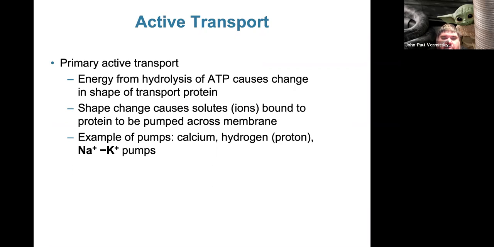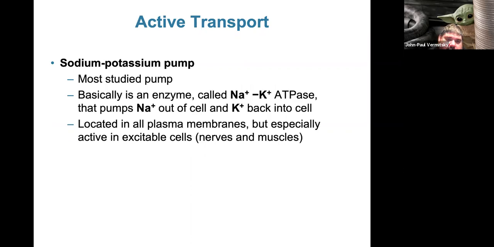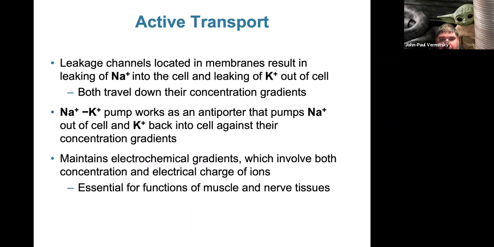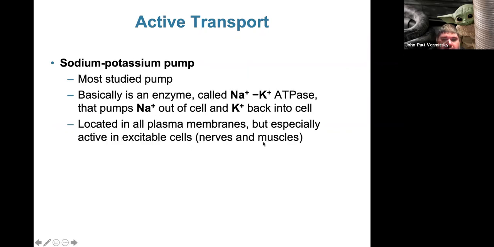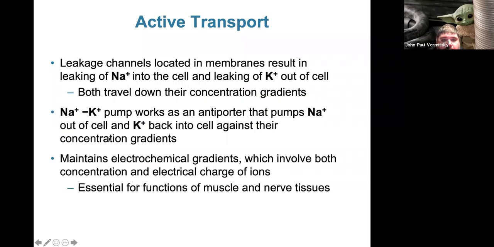So primary active transport, the energy from the hydrolysis of ATP causes a change in the transport protein. The shape change causes solids bound to the protein to be pumped across the membrane. Example would be the sodium potassium pump. And you can read about that here. So the sodium potassium pump, this is the most studied pump. It is an enzyme called the sodium potassium ATPase that pumps sodium out of the cell and potassium back into the cell. It's located in all plasma membranes, especially active and excitable membranes such as nerve and muscle.